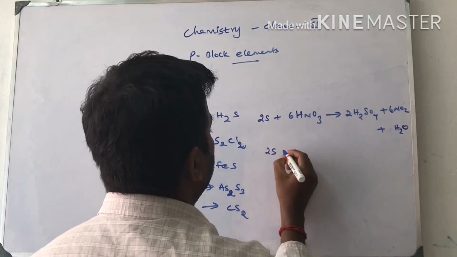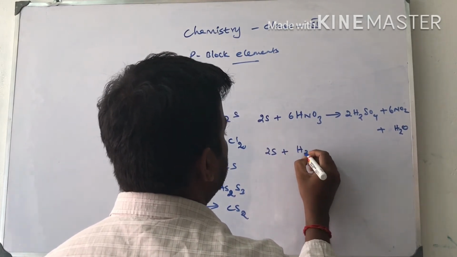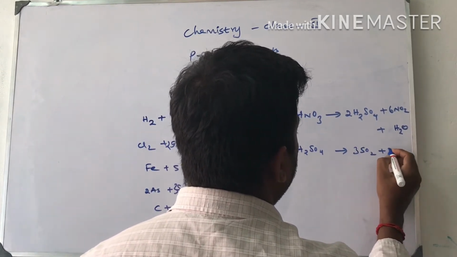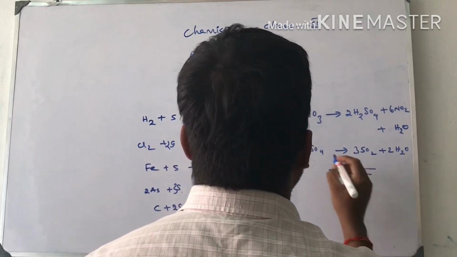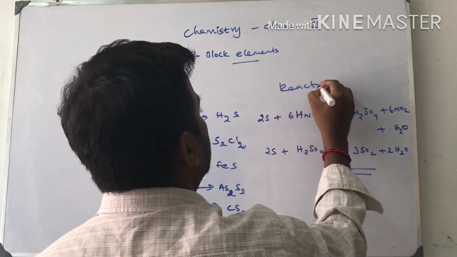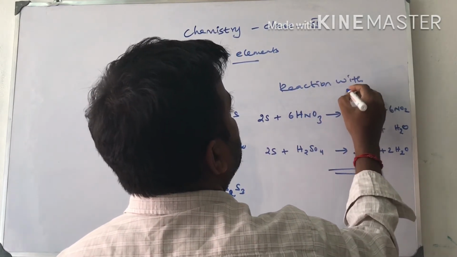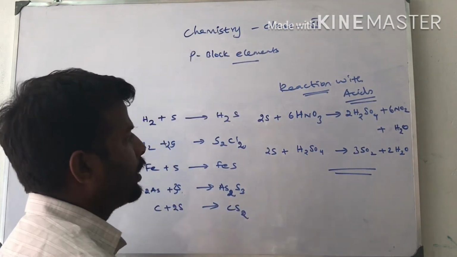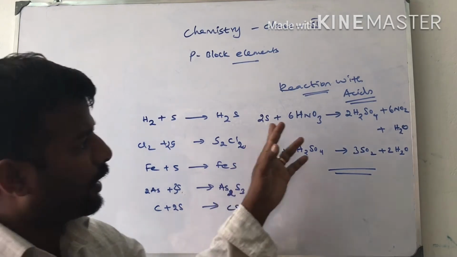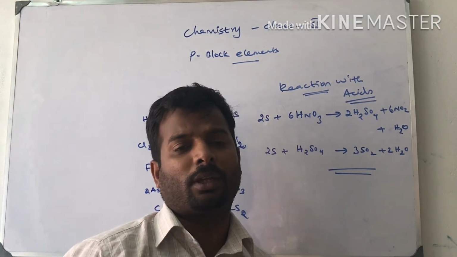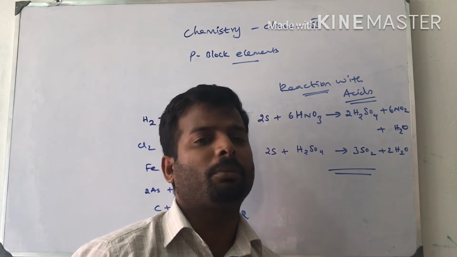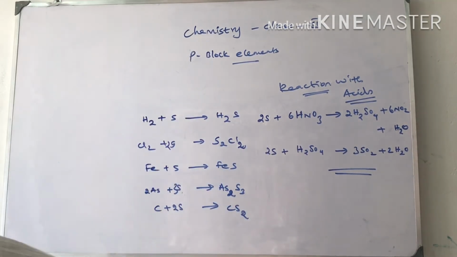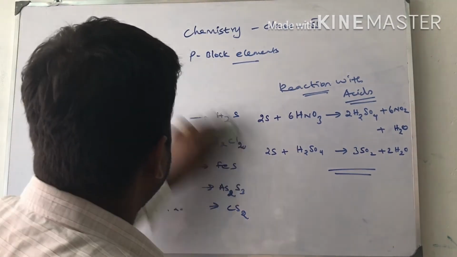Suppose sulfur reacts with sulfuric acid H2SO4, it will produce 3SO2 plus 2H2O. This is the byproduct. Reaction with acids: sulfur reacts with acids to give numerous byproducts. Sulfur and nitric acid react to give sulfuric acid, which is a very corrosive and fuming liquid. And sulfur reacting with sulfuric acid will give sulfur dioxide gas and water molecule. Okay.